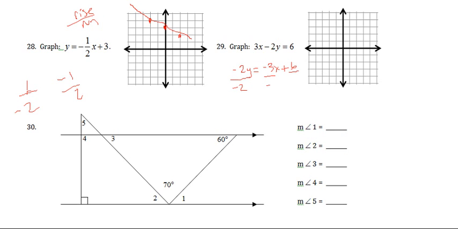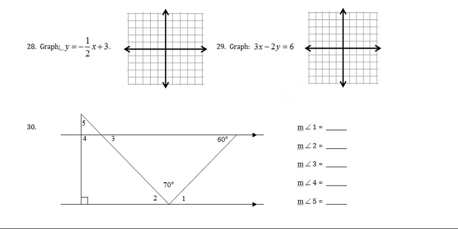Divide both sides by a negative 2, and I get y equals 3 over 2x minus 3. So I start with the y-intercept, 1, 2, 3, and I have a slope of 3 over 2. Up 3, 1, 2, 3, over 2, 1, 2, right there. I have at least 2 points, draw a line looking like that. Okay. All right. Keep it going.